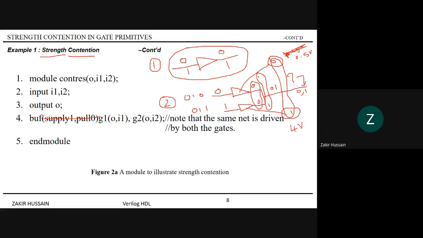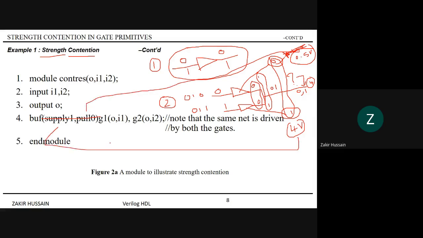Now who will dominate? The maximum voltage signal. Strength is more for this signal, right? This will dominate here, meaning 4 will come here at the output side. So depending upon the signal strength, this output is decided. Is this clear? This part is clear. Yes, it is clear. Okay. So this is what we are calling signal strength. Now let us say this 0.5 is a pull 0, and 4 is a supply 1. Let us say like that.